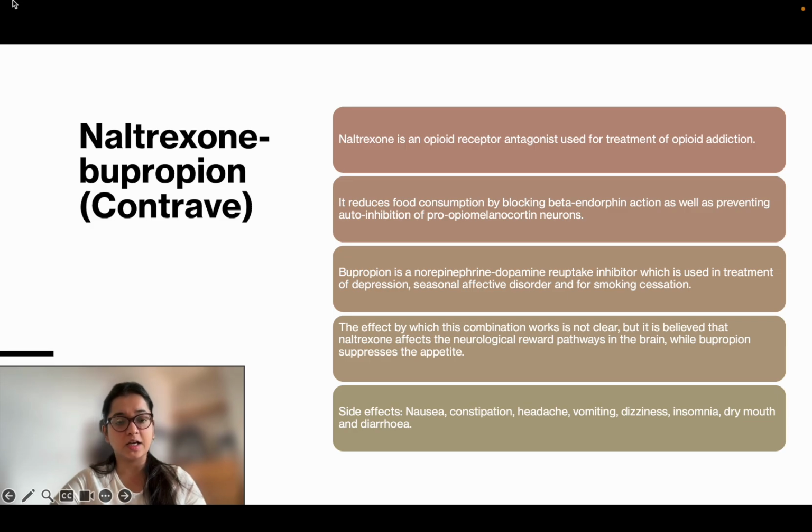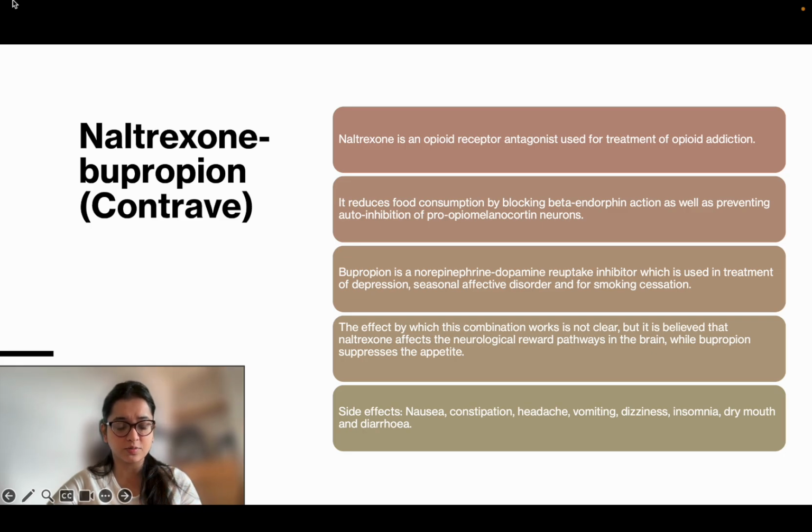Next medication being naltrexone and bupropion. It is a combination medication sold under the brand name of Contrave. Now, these are two different medications, so I'll be talking about both the medications, how they work, and how we can use them to overcome obesity. Naltrexone is an opioid receptor antagonist. It is widely used for the treatment of opioid addiction.